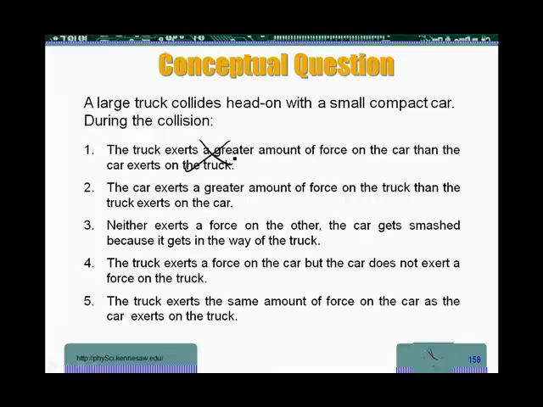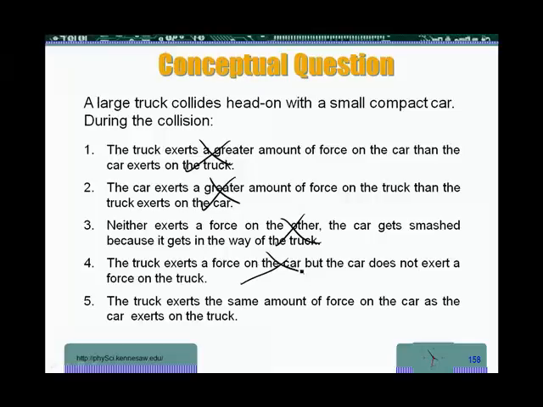The car exerts a greater amount of force on the truck than the truck exerts on the car. Same reason for not accepting this. Neither exerts a force on the other. The car gets smashed because it gets in the way of the truck. Okay, of course, this is not even a good distractor. Fourth, the truck exerts a force on the car, but the car does not exert a force on the truck. You notice in a collision, both of them are going to be damaged, so that does not make any sense.